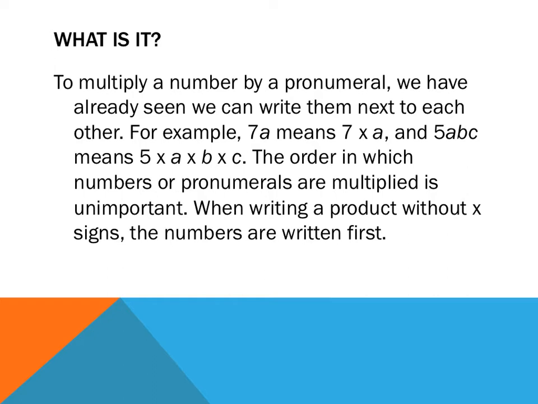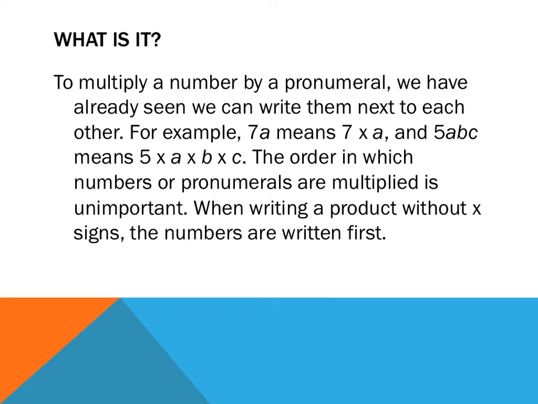To multiply a number by a pronumeral, we've already seen we can write them next to each other. So we've already done that. We know that 7a means 7 times a. And 5ABC, for example, means 5 times A times B times C. The order in which the numbers and the pronumerals are multiplied is really not important because you're still multiplying everything by each other.